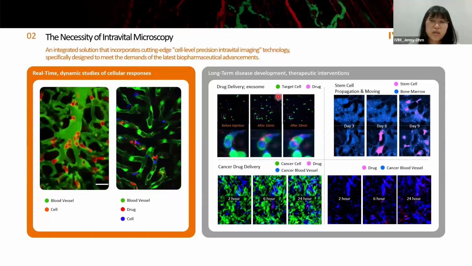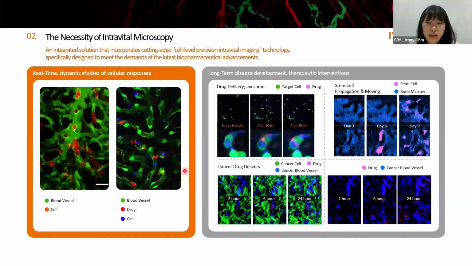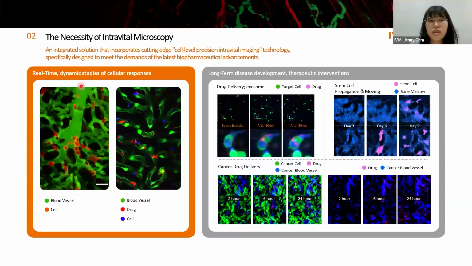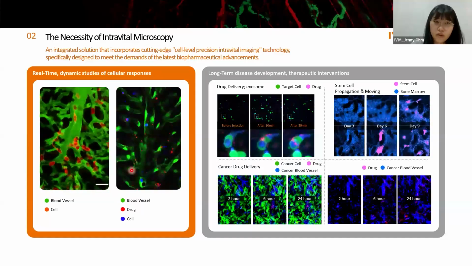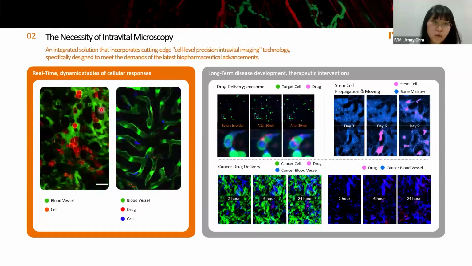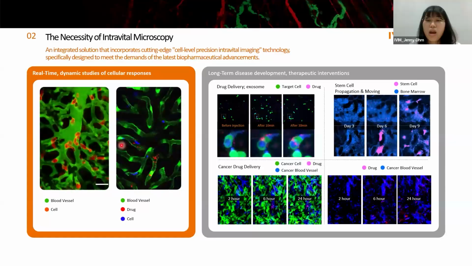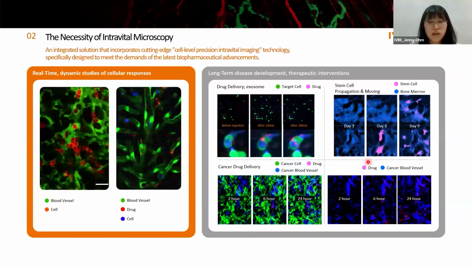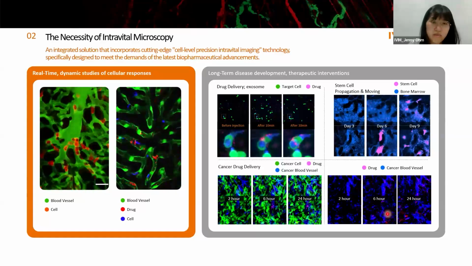This IVM system especially makes it possible to study how drugs travel through the body and how they affect cells in real time. For example, on the left, we can see the results from a sepsis model where, as mentioned before, inflammation had inhibited normal blood flow in the lungs. And on the right here, we tracked exosomes, anti-cancer drug movement, and transplanted cells in the animal body using intravital microscopy.